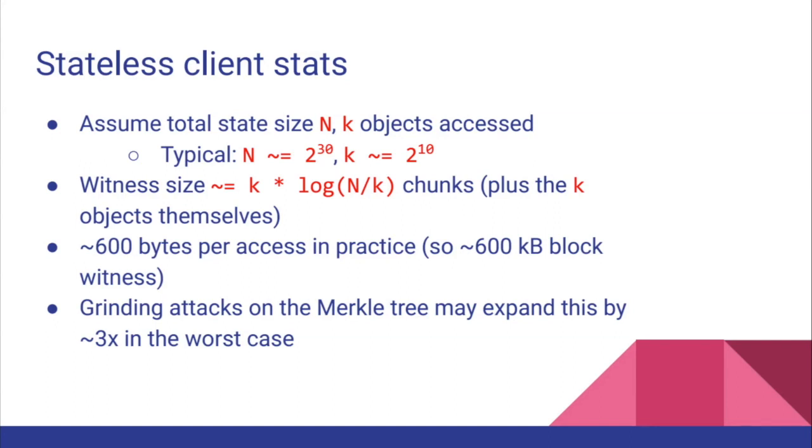Now, there are also grinding attacks. For example, you can spam the blockchain and create a whole bunch of accounts that have addresses that are very close to each other. The reason it's called grinding is because the actual position in the tree is the hash of the address, so you have to grind a bunch of numbers that hash to almost the same thing. In the worst case, you can increase the size of a witness by up to a factor of 3, which is kind of bad. And so in the worst case, you might be looking at witness sizes in the high single-digit megabytes.